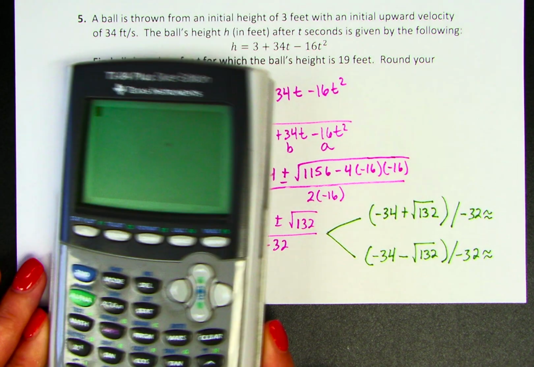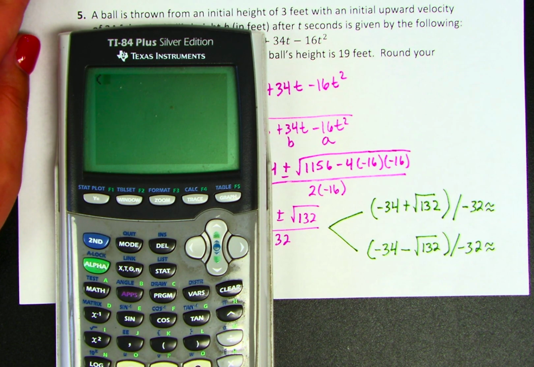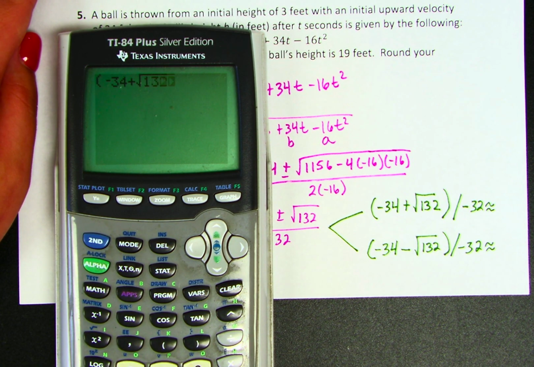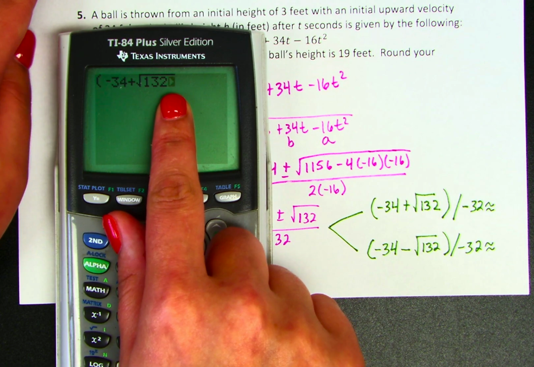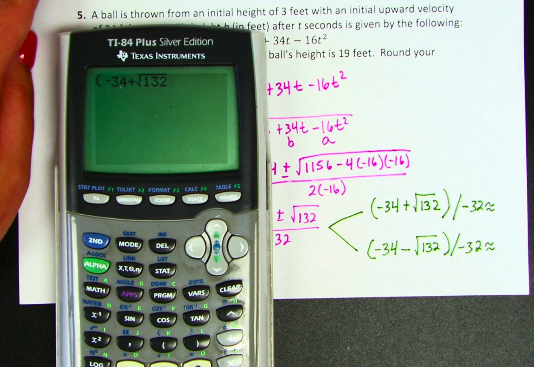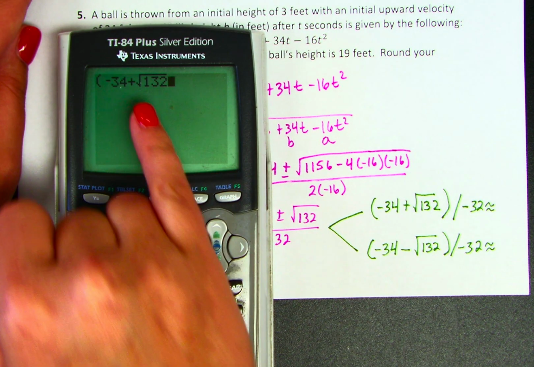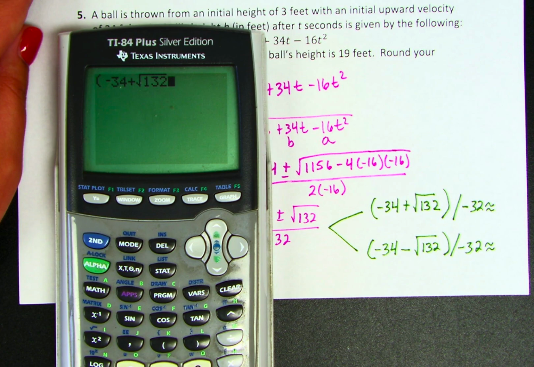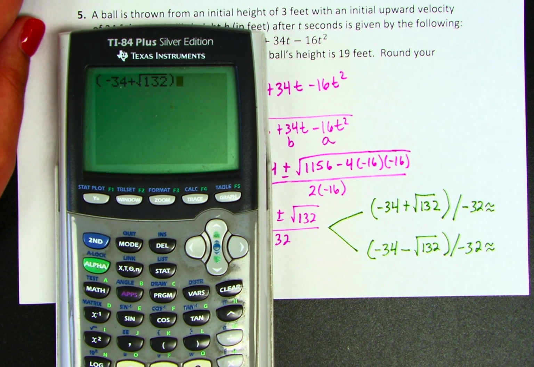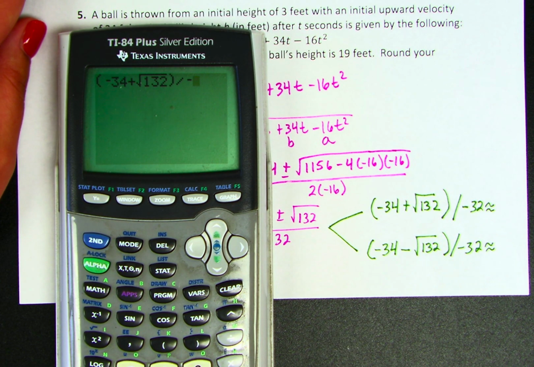Okay. So to type it into the calculator, I'm making it look exactly like this. So I'm using a parenthesis, negative 34 plus the square root of 132, and then notice how this has a little arrow on it. So I need to arrow to the right to come out from underneath the radical sign. Now, if you have an older calculator and you don't see that symbol, then you have a parenthesis to start with, make sure you are closing your parenthesis after that point. Okay. And then divide by our negative 32, so I need to make sure I'm using the negative key at the bottom, and then we are pressing enter.